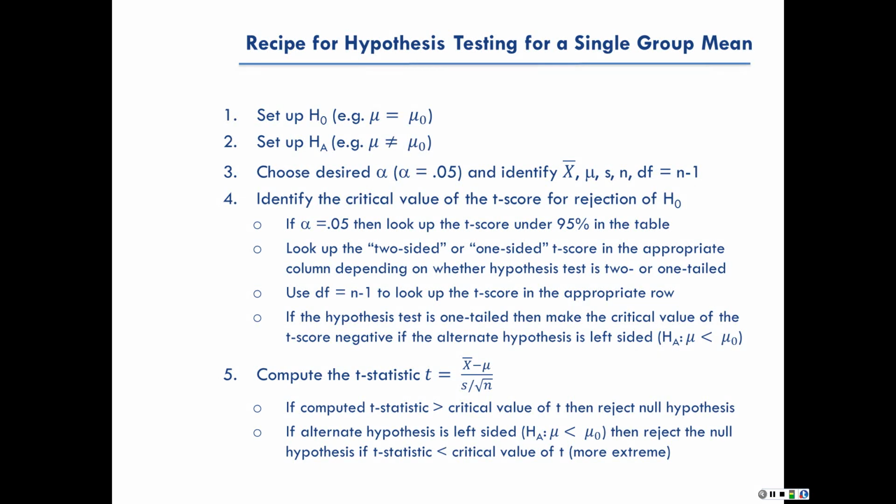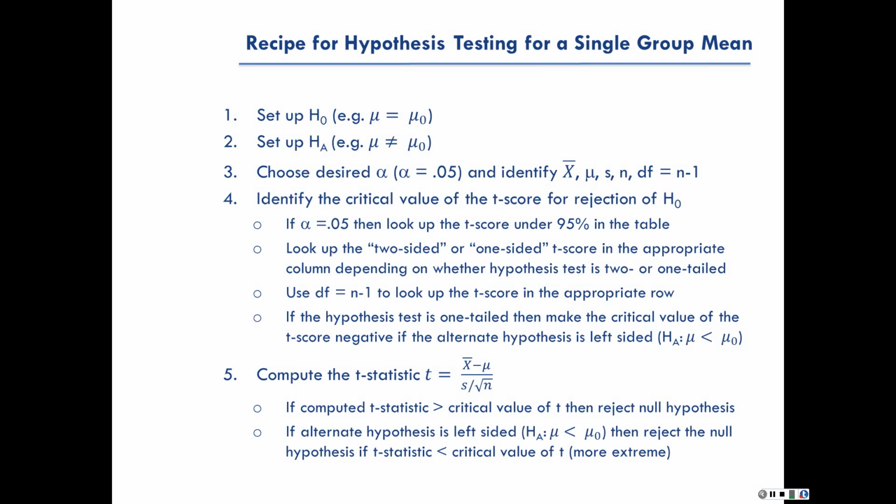So if alpha is 0.05, you look up the t-score under 95% in the t-table in your textbook. You look up the two-sided or one-sided t-score in the appropriate column, depending on whether your hypothesis test is two-tailed or one-tailed. And again, you use the degrees of freedom to look up the t-score in the appropriate row. If your hypothesis test is one-tailed, then you want to make the critical value of the t-score negative if your alternate hypothesis is left-sided. So remember, if it's that the population mean is less than some specified value.